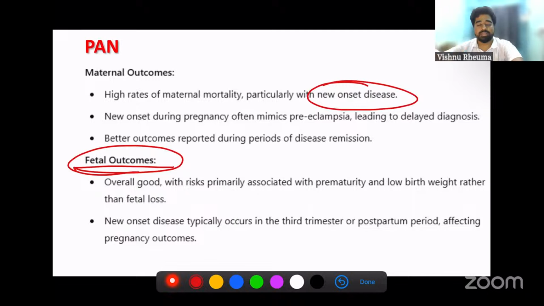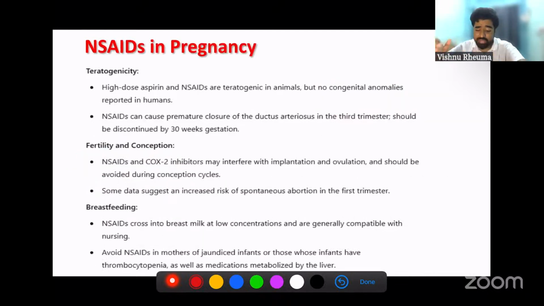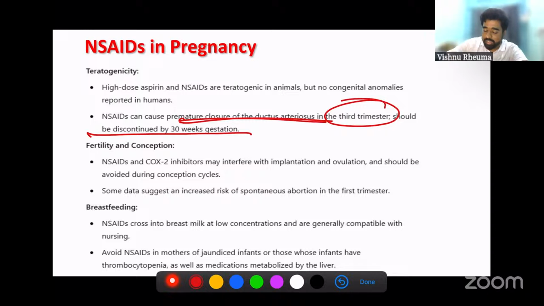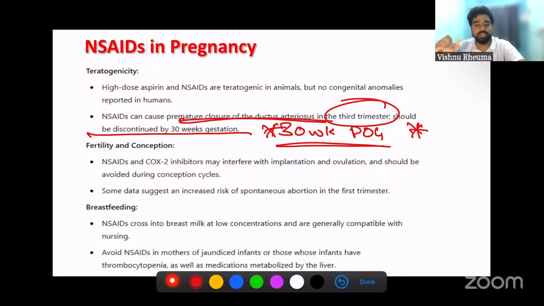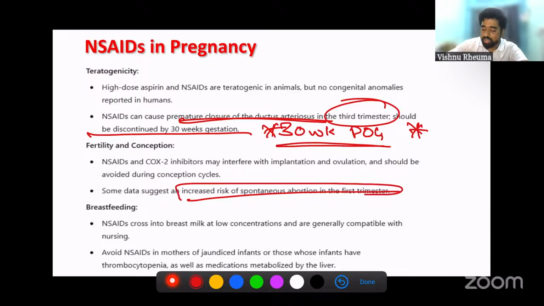So now we come to drugs in pregnancy, right? So firstly, NSAIDs. NSAIDs, especially in the third trimester, can cause changes because they cause early closure of your patent ductus arteriosus, right? So that basically affects the third trimester, and they should be discontinued by 30 weeks of POG. So this is something that is important. Fertility and conception may be interfered with by certain NSAIDs and COX-2 inhibitors, and they should be avoided during conception cycles. Sometimes it's written, but overall you do not consider this. You can give them in your first trimester. In the third trimester, especially after 30 weeks, you should definitely avoid them.